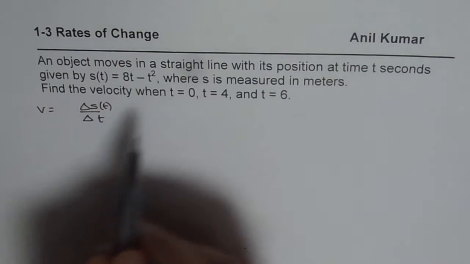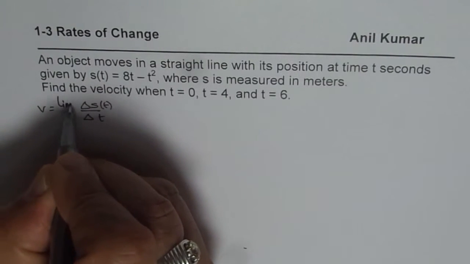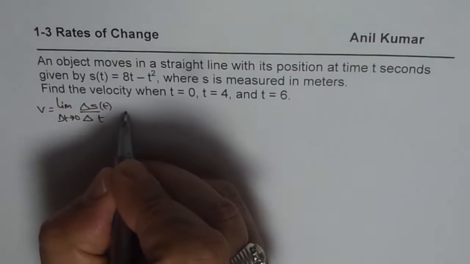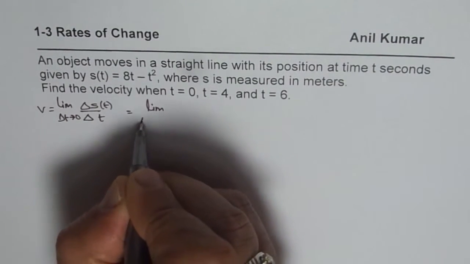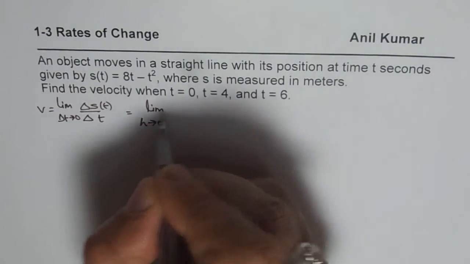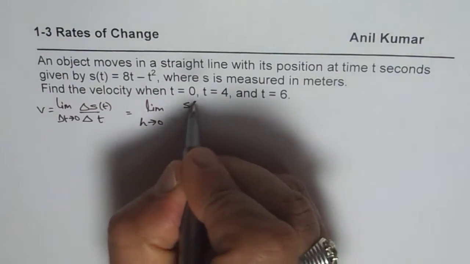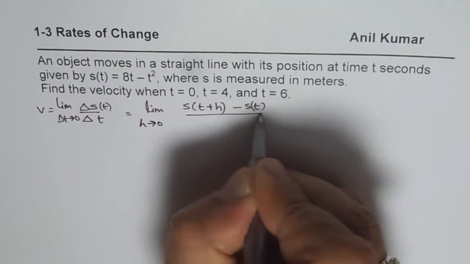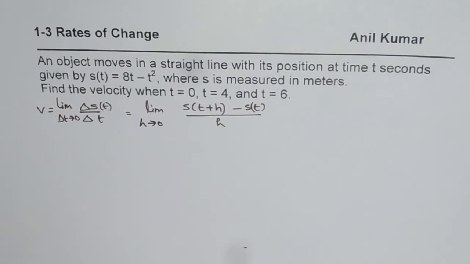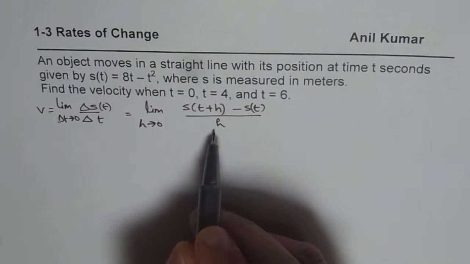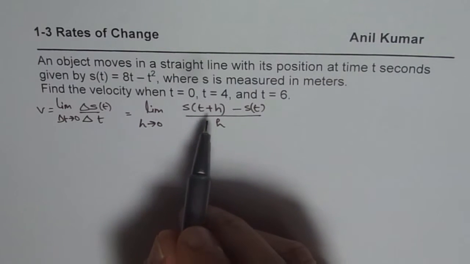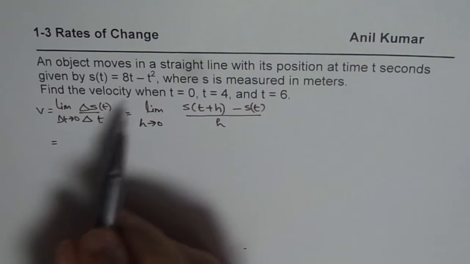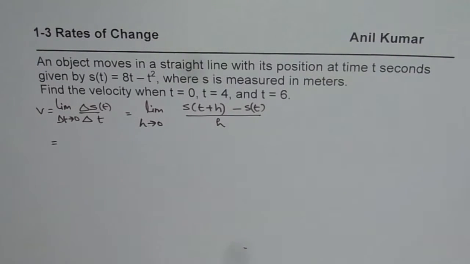Velocity is the instantaneous rate of change, so we are looking for the limit where delta t approaches 0. We could also write this as the limit as h approaches 0 of [s(t + h) − s(t)] divided by h, since (t + h) − t gives h. That is the difference quotient formula, which can be used to find a general expression for velocity, the rate of change of position.